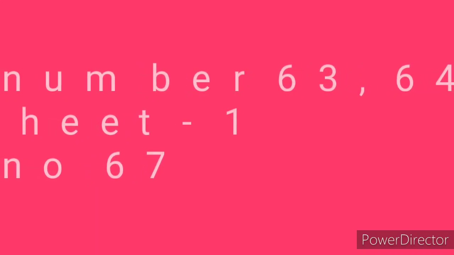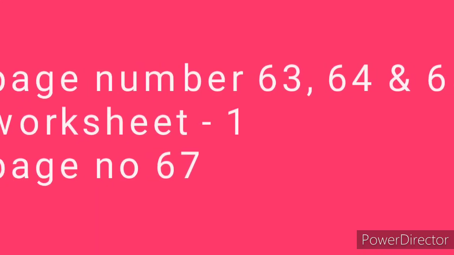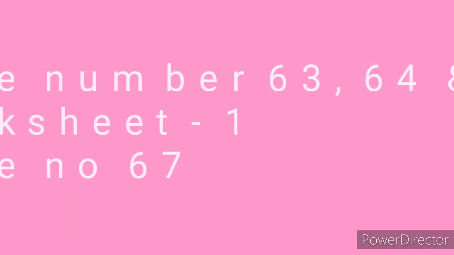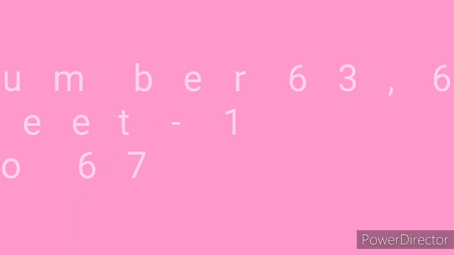Now look at your book, page number 63, 64 and 65. The objective type questions are here. You can find out the answers and write. And also in page number 67 there is a worksheet. You complete this. Next class we can check the answers.